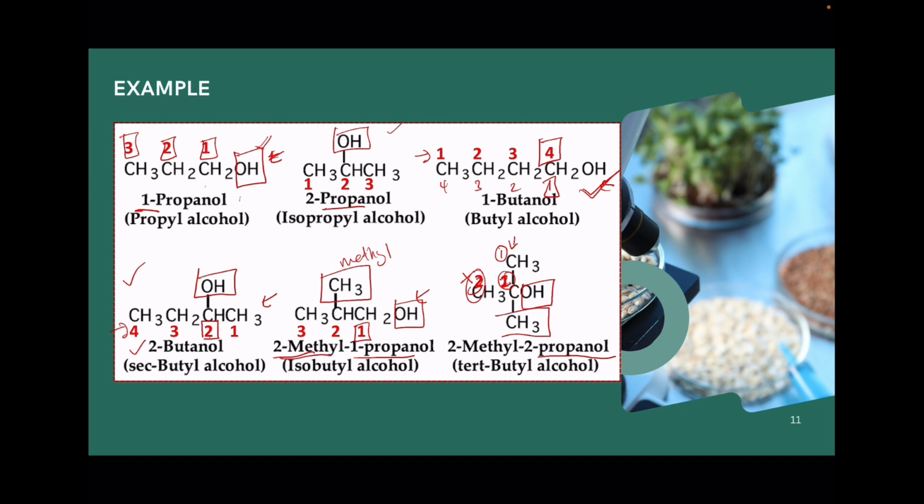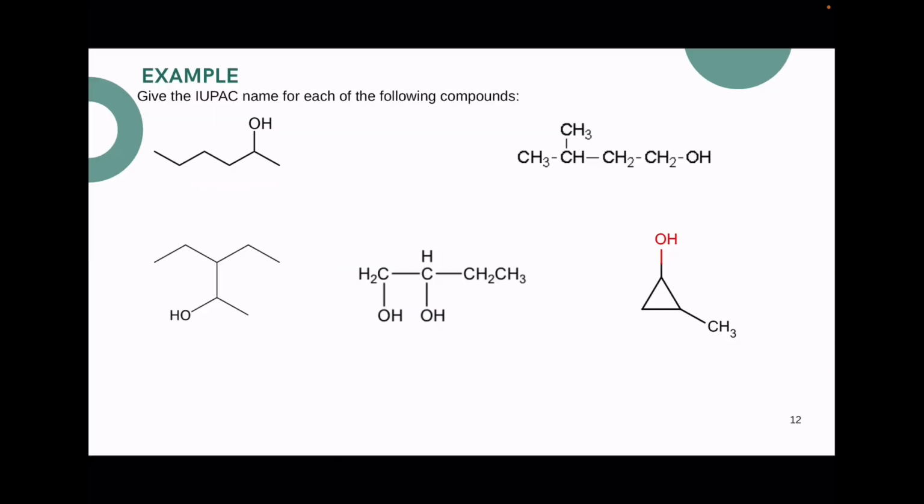At carbon number 2 there is also a methyl group attached. So the full name for this compound is 2-methyl-2-propanol. So this is how to find the longest chain of carbon, and also how to name the complete name when the substituent group is present. Another example, the first compound here.